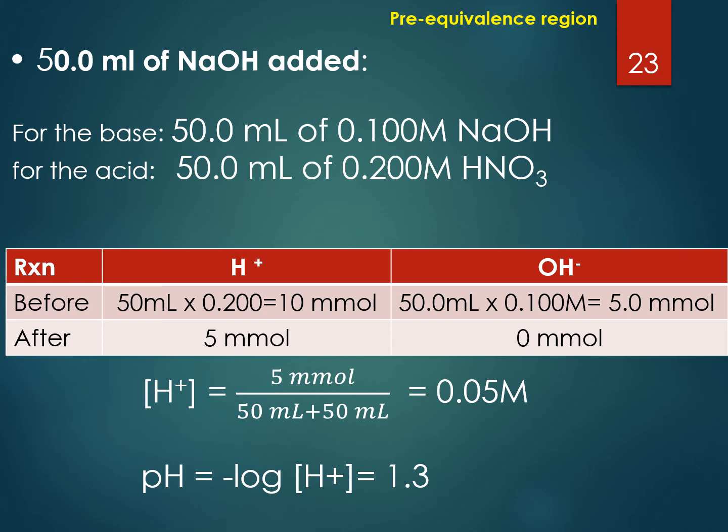Okay, and then at 50 ml, same process. The excess reactant here is still the H plus. The concentration is 0.05 and the pH here is 1.3.